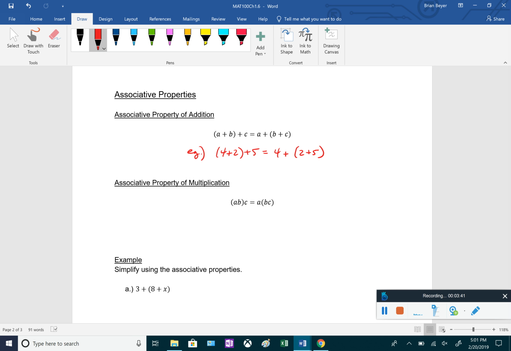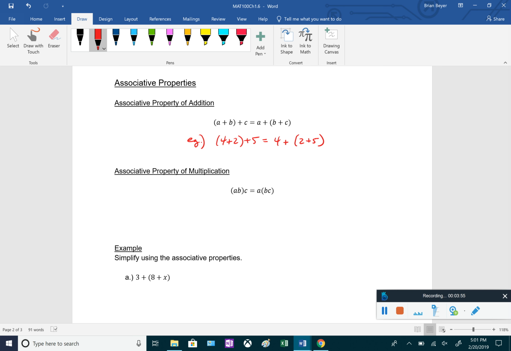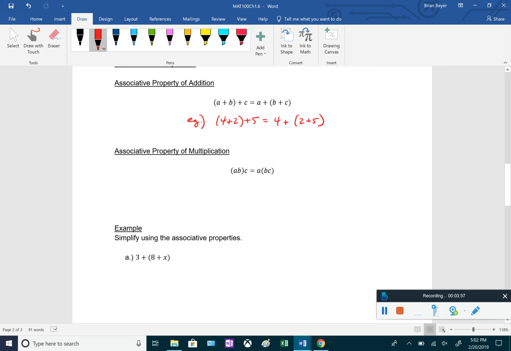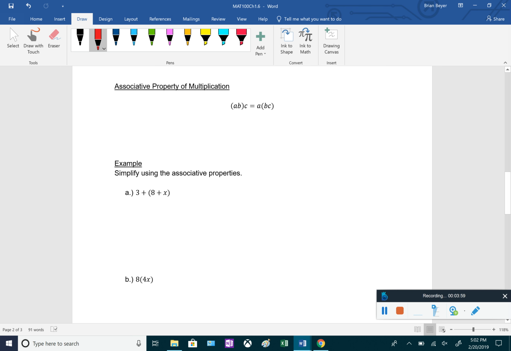Working this out, on the left-hand side, we would do 4 plus 2, which is 6, plus the 5 is 11. On the right-hand side, we would do 2 plus 5 is 7, plus the 4 is also 11. So once again, probably pretty obvious, but that is the associative property of addition.